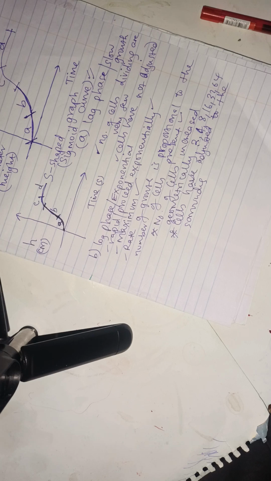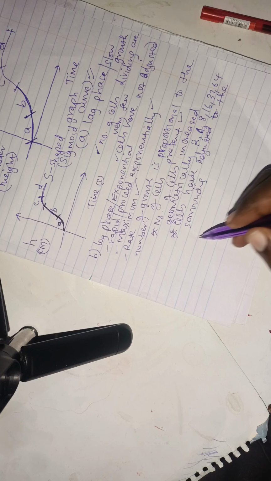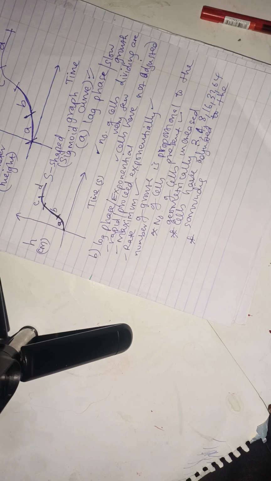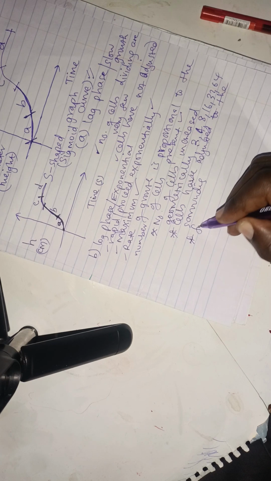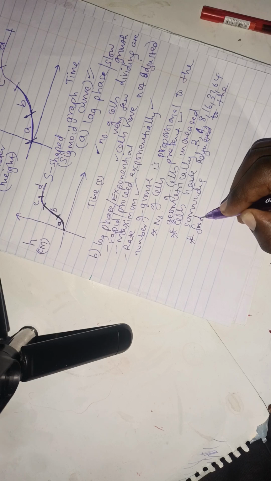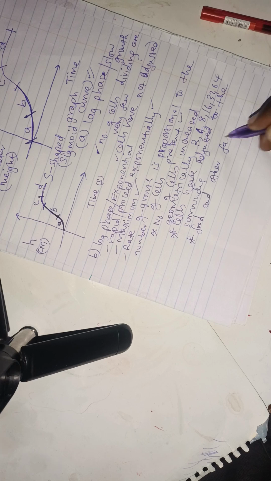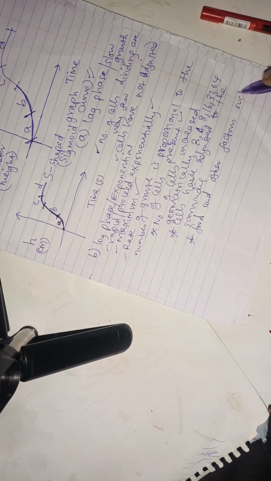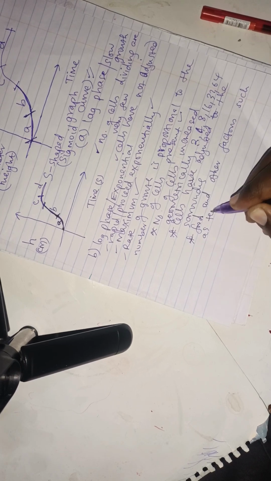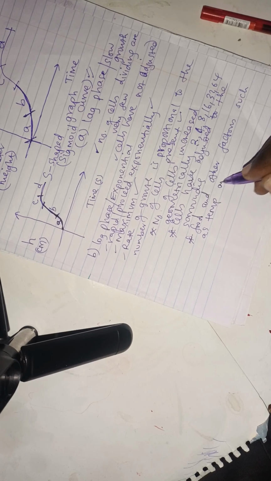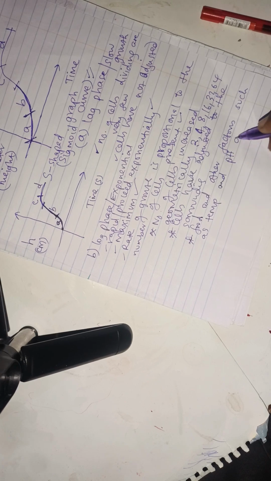So cells have increased in numbers. Number two, cells have adjusted to the surrounding. Number three, when cells have to keep dividing, the environment must be favorable. So, for example, food and other factors such as temperature and pH are not limiting.